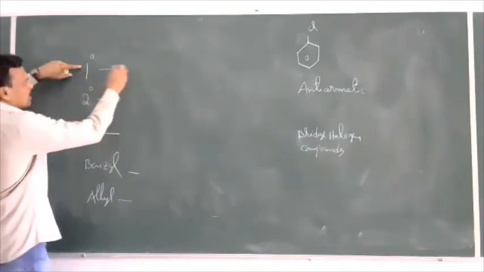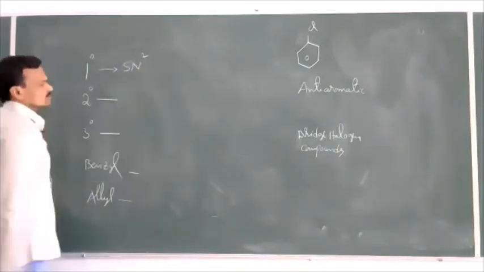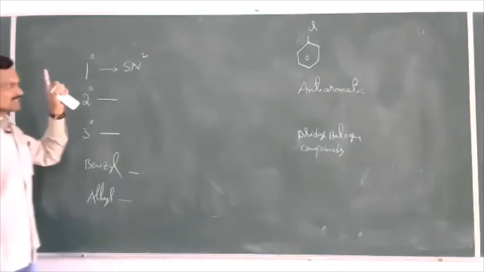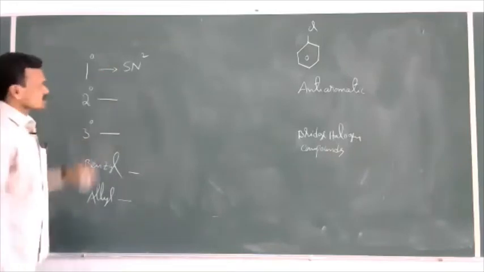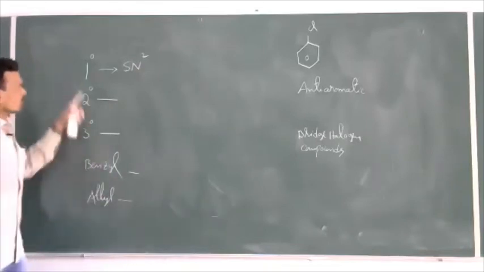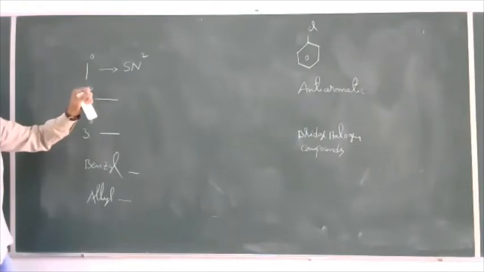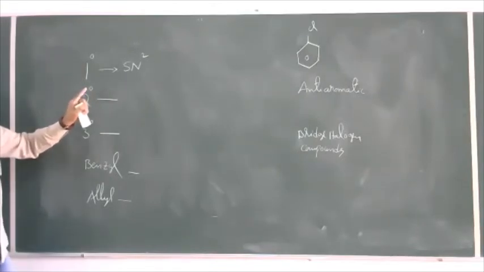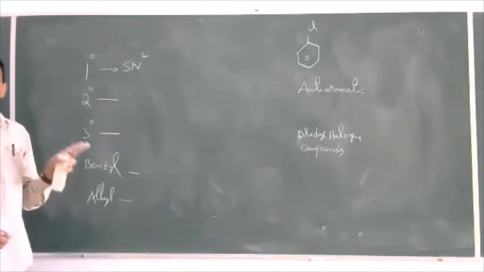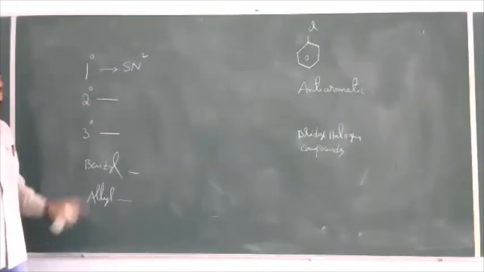See, primary haloalkanes always undergo SN2 mechanism, except in one case. Except in one case, they undergo SN1 mechanism. That I'll tell you later. Primary haloalkanes undergo SN2 mechanism. Only in one case, where the alpha carbon is bonded to a heteroatom or the beta carbon contains a double bond, then they undergo SN1, not SN2. Only one exception case is there.